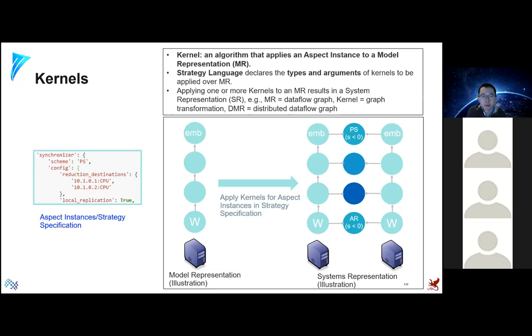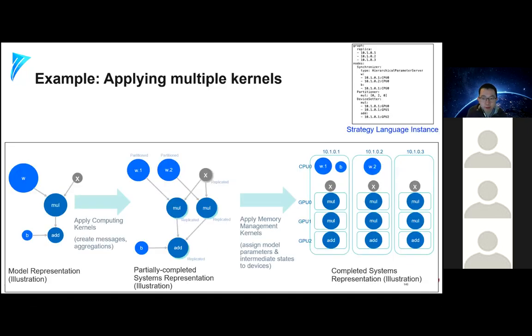In that sense, a kernel is basically an implementation of a particular parallel ML aspect, and it connects to the strategy language in that the language declares the types and arguments of that kernel implementation to be applied on the model representation. Applying one or more kernels to the original model representation results in the desired distributed system representation that is runnable on clusters, as this figure shows. This slide gives a very complete illustration of how we can apply these so-called kernels, covering computing aspects and memory management aspects consecutively, to transform the left-hand model representation, which is essentially a linear regression program, into a distributed version running on three nodes on the right.